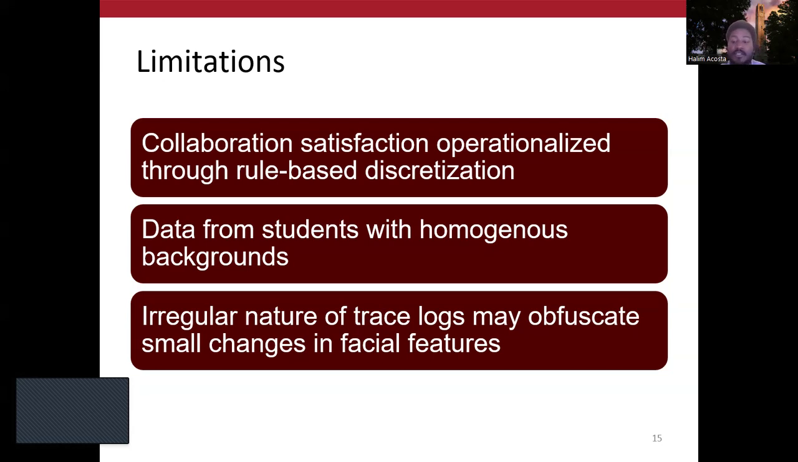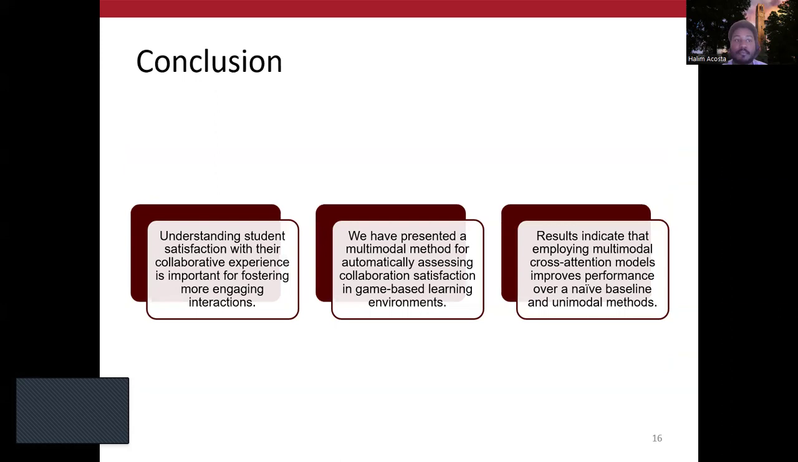Finally, during feature alignment, we utilize trace data to discretize the facial feature information. The trace log information has an irregular temporal nature, and by averaging facial feature data in between trace events, we may skew values when there's a large gap in these trace events.